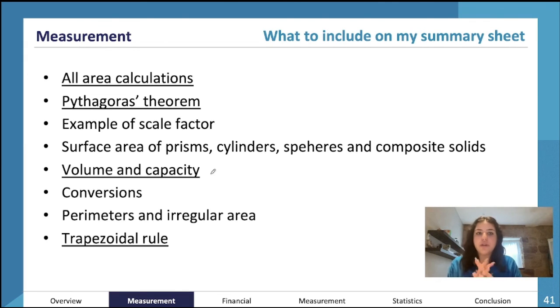Okay. What to include on your summary sheet. So these are all the things you've just run through. I've underlined the things that I find very, very, very consistently come up in year 12. So you need to know all your area calculations, your Pythagoras theorem, scale factor. Write down some examples of surface area of prisms, cylinders, spheres, and composite solids. Talk about volume and capacity. Talk about conversions. Talk about perimeters and irregular area, trapezoidal rule.